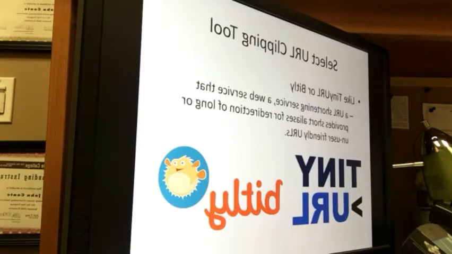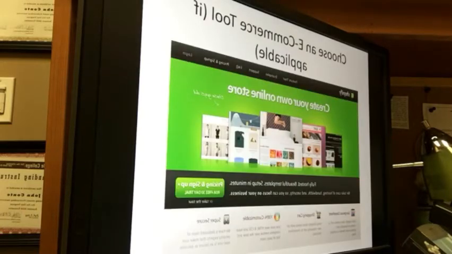So a company like TinyURL, which takes a giant, long, ugly, user unfriendly URL and shortens it so that it's more user friendly, so people will either remember how to type it in or just the link is better looking. So those are the pieces of the social media marketing plan. If you're an e-commerce company, then obviously you have to identify an e-commerce tool like Shopify.